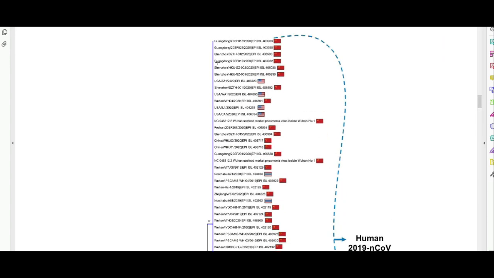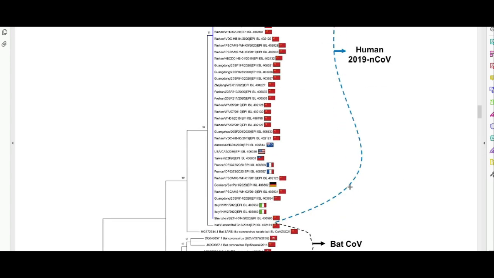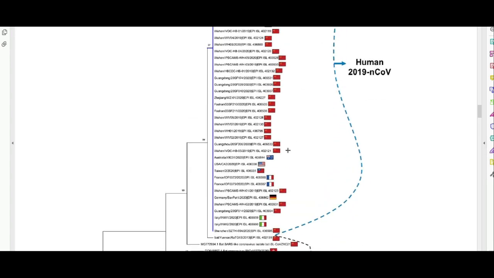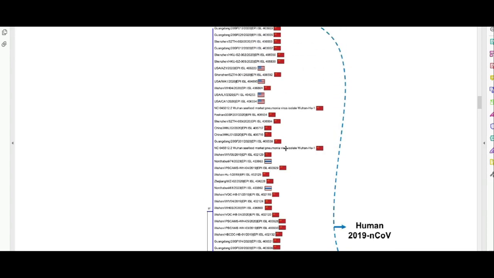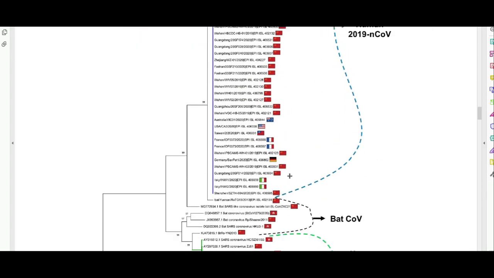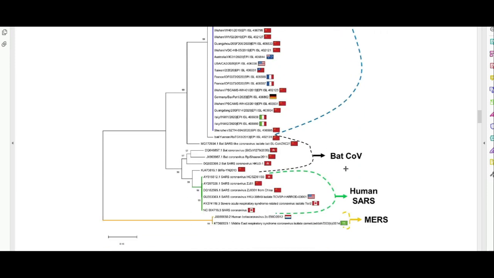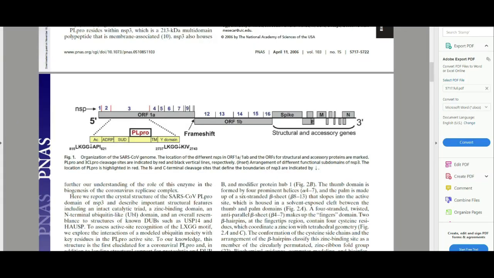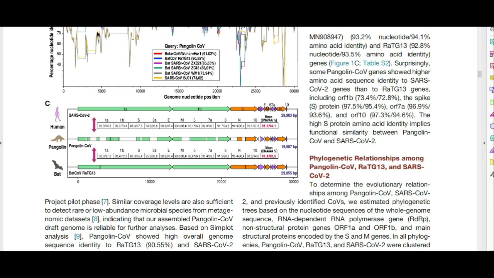So here are different strains of the SARS-CoV-2 virus. These are just different mutants that have been found, and you can see the flags for the country of origin. A lot of them are in China, and a lot of them are in the United States. And these are the bat CoV, the human SARS from back in 2002, and the MERS here. Once again, this is that frame shift. These are the genomes of the SARS-CoV-2, the Pangolin CoV, and the bat CoV. You can see that there's a lot of overlap there.